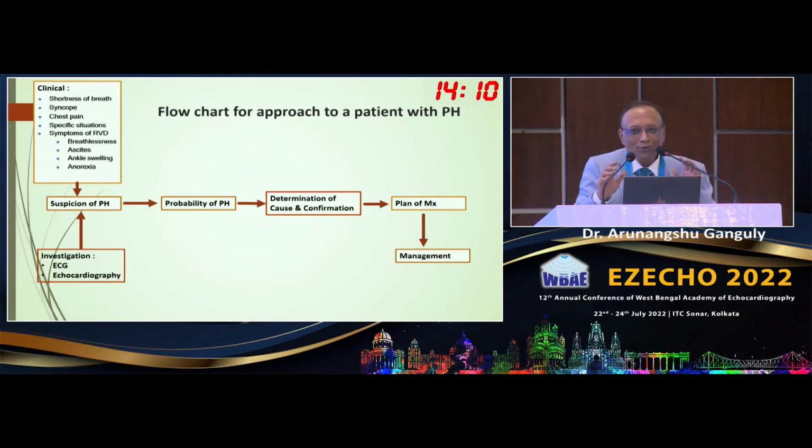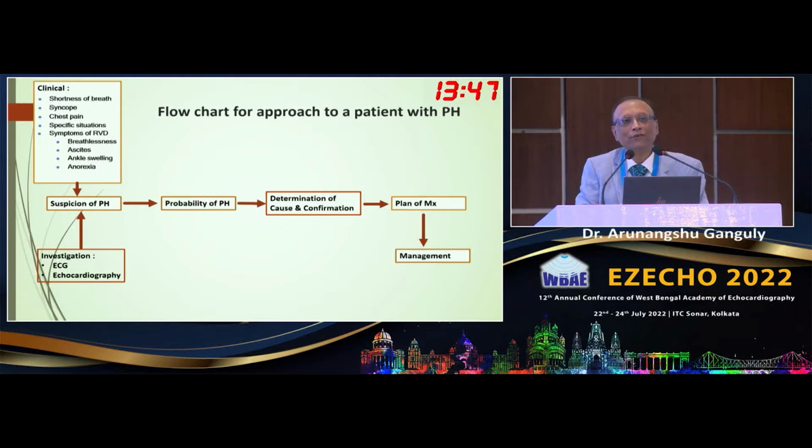So, how does a pulmonary hypertension patient come to you? Either they are referred to you for an echo, or it comes to a pulmonologist or a cardiologist with a set of symptoms: shortness of breath, syncope. And the flow chart to approach is, first you have to think about probability.